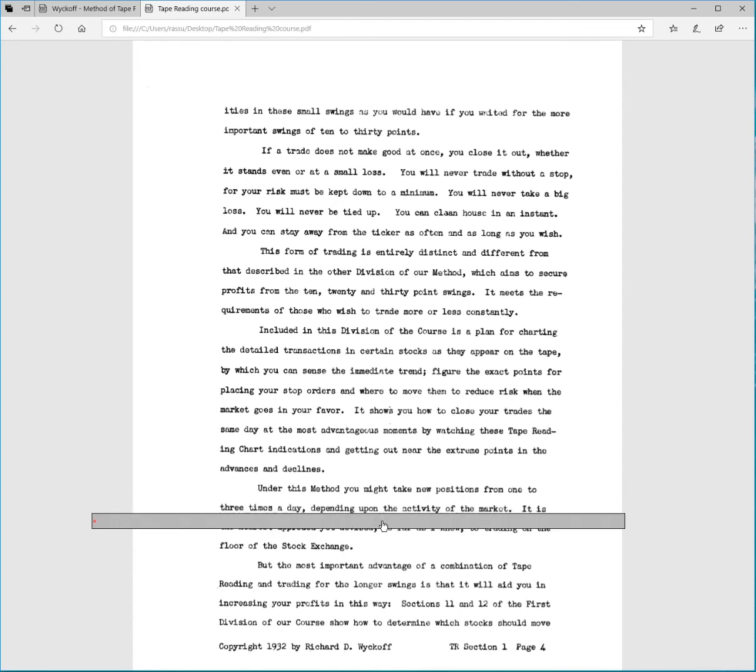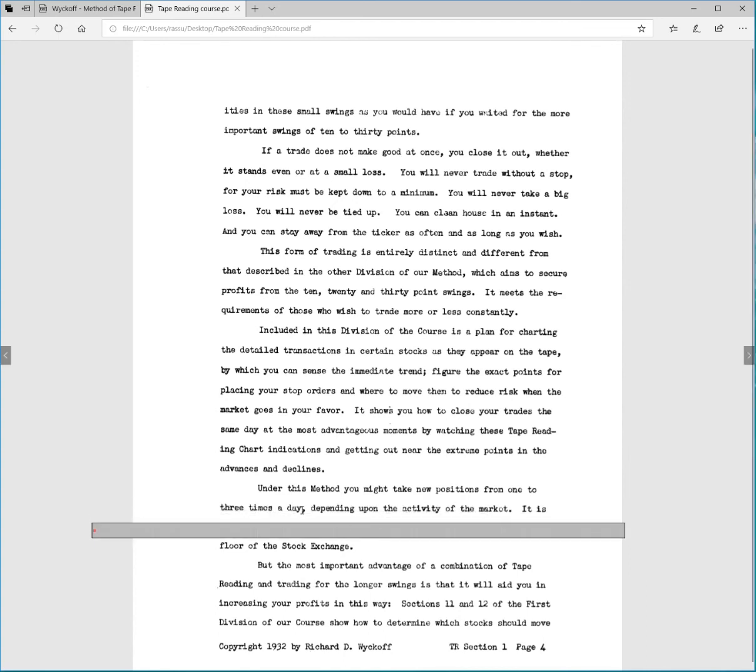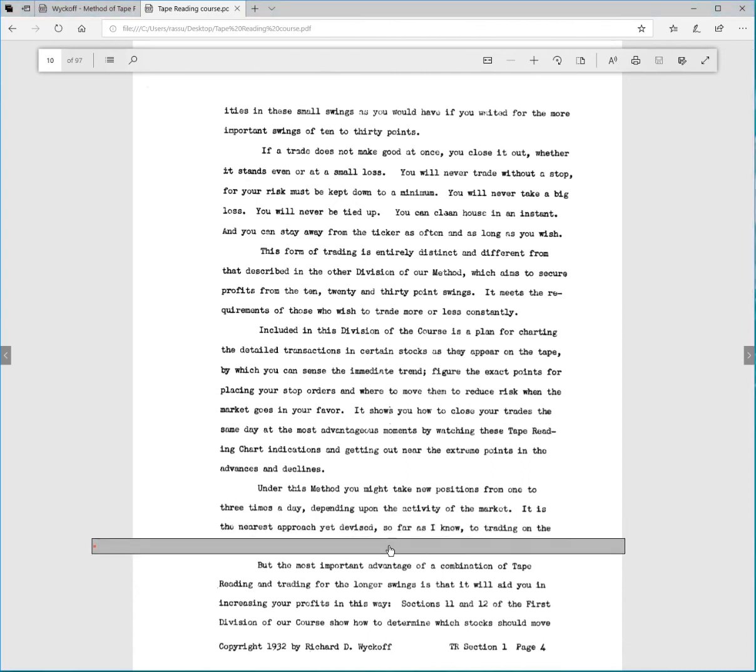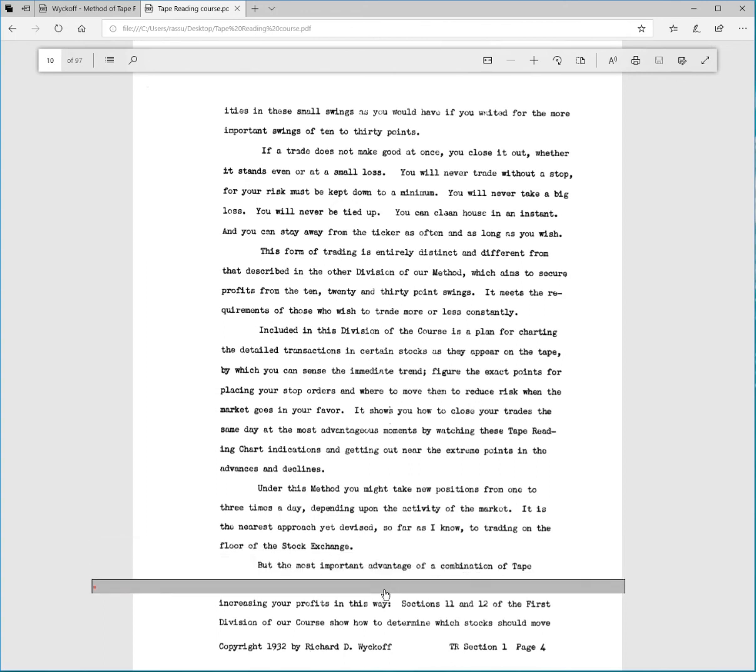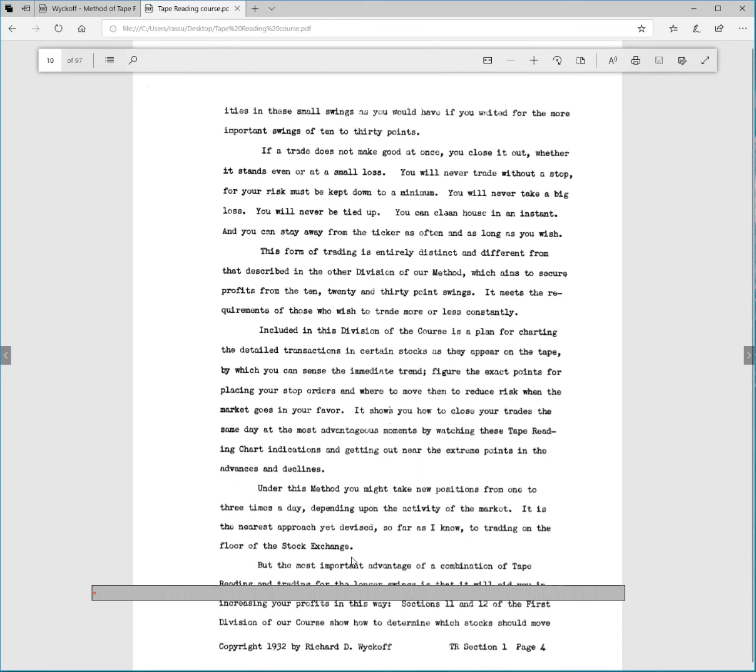Under this method, you might take a new position 1 to 3 times a day. Notice, this is not a scalping method. This is an intraday trend trading method that Wyckoff is describing. Depending on the activity of the market, it is the closest yet to the exchange or floor trader or whatever. But the most important advantage, now here's where it gets interesting.